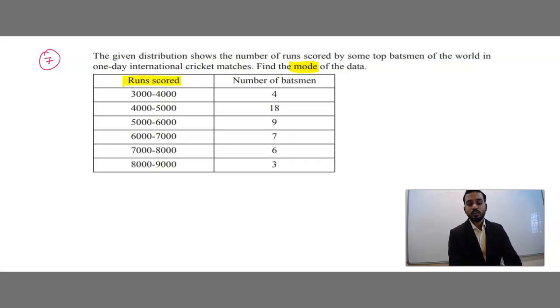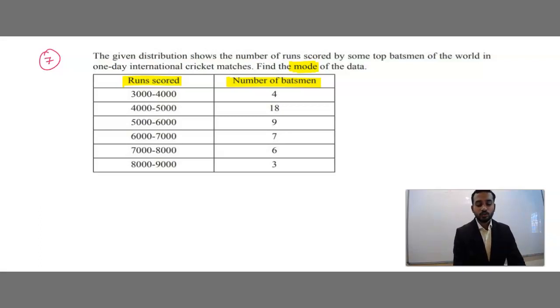And here are runs scored and number of batsmen. So what are the runs they have scored? 3000 to 4000, 4000 to 5000, 5000 to 6000, 6000 to 7000, 7000 to 8000 and 8000 to 9000. Number of batsmen: the number of batsmen who have scored runs between 3000 to 4000 is 4. Same, 4000 to 5000, how many batsmen have made the score? 18. 5000 to 6000, 9. 6000 to 7000, 7. 7000 to 8000, 6. 8000 to 9000 is 3.